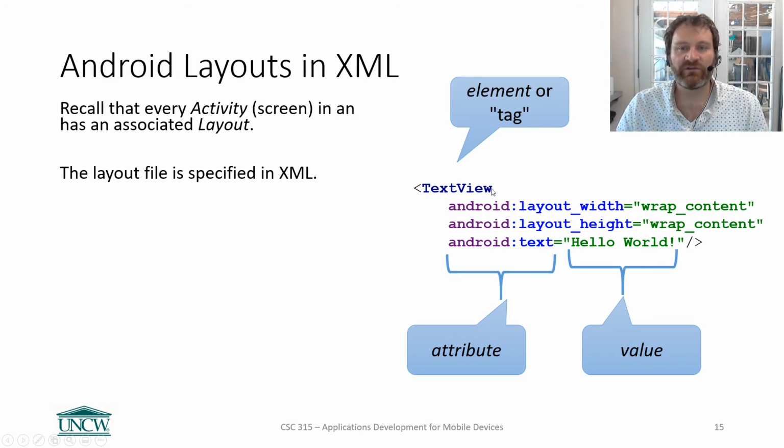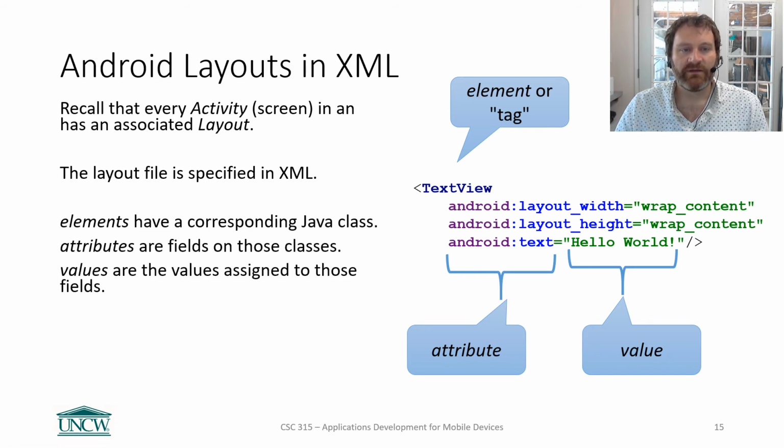This thing is called your element or your tag. This is a whole unit: an angle bracket with a closing angle bracket. This is the element, TextView. Sometimes it's called a tag, but this is an element. This is going to map to a Java class. There's a Java TextView widget.